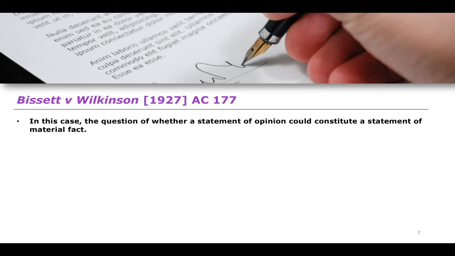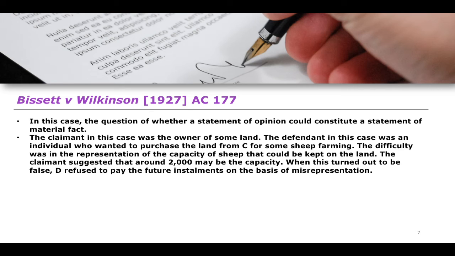The case itself concerned the question of whether a statement of opinion could constitute a statement of material fact for the purposes of actionable misrepresentation. Specifically, the claimant in this case was the owner of a piece of land. The defendant was an individual who wanted to purchase the land from the claimant for some sheep farming. The difficulty was in the representation of the capacity of sheep that could be kept on the land itself. The claimant suggested that around 2,000 sheep may be the capacity.